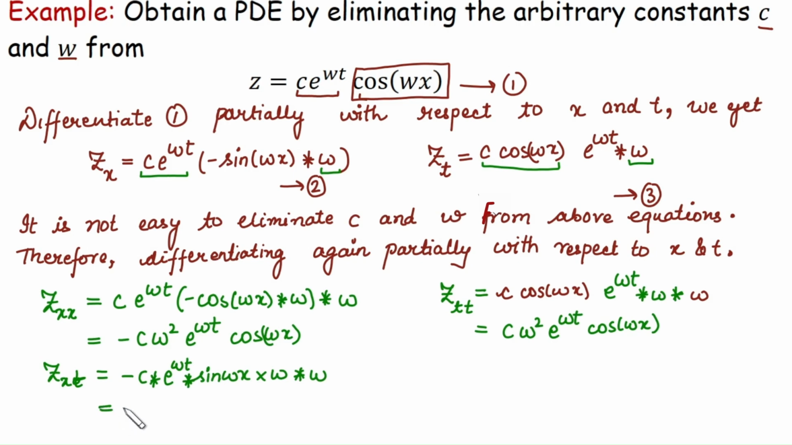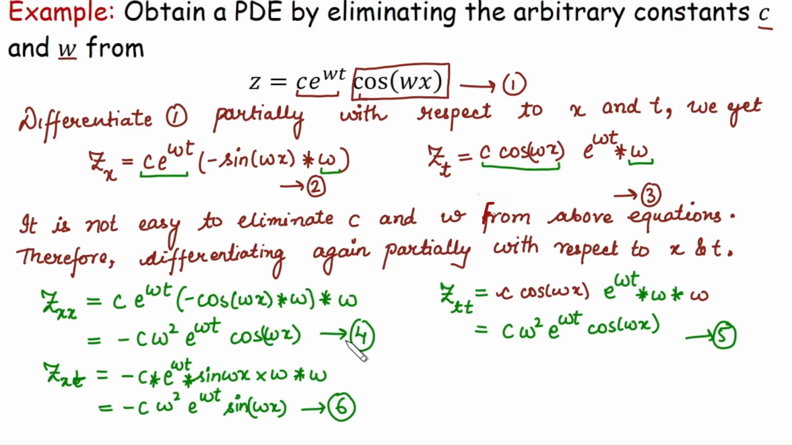So that results in minus c w square e raised to power wt sine of w x. Now think we have these three equations. That is a fourth equation. Let it be a fifth, and this is a sixth. So the total number of equations we have is 6. From these equations, we need to eliminate c and w.